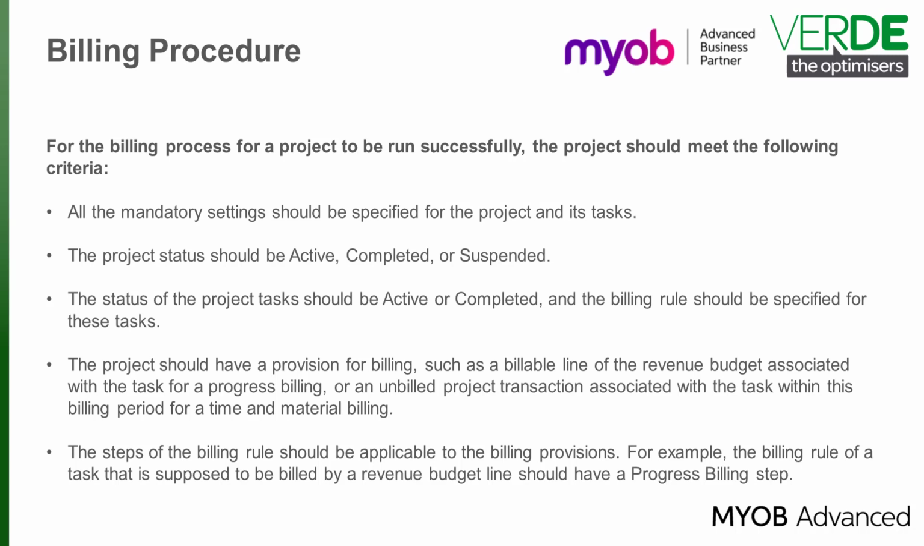The project should have a provision for billing, such as a billable line of the revenue budget associated with the task for a progress billing, or an unbilled project transaction associated with the task within this billing period for a time and material billing. The steps of the billing rule should be applicable to the billing provisions. For example, the billing rule of a task that is supposed to be billed by a revenue budget line should have a progress billing step.